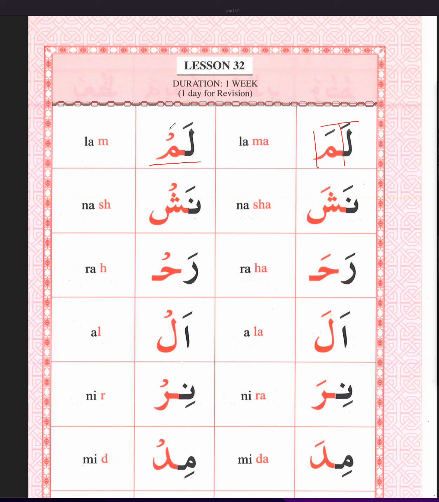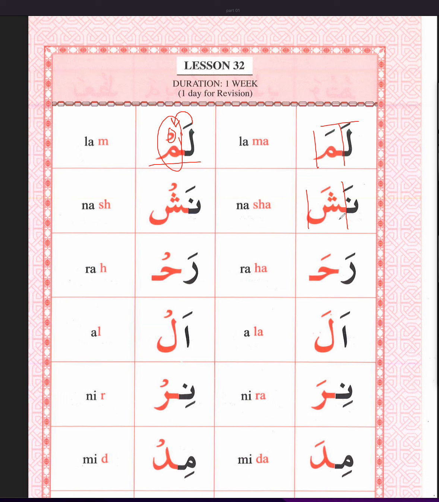But then whenever we have a sukoon on a letter, simply we're going to connect the previous letter with the sound of that letter. So la, okay, very good. But then what kind of sound does the meme have? So connect the la with the sound of meme and you get lam, lam, okay?